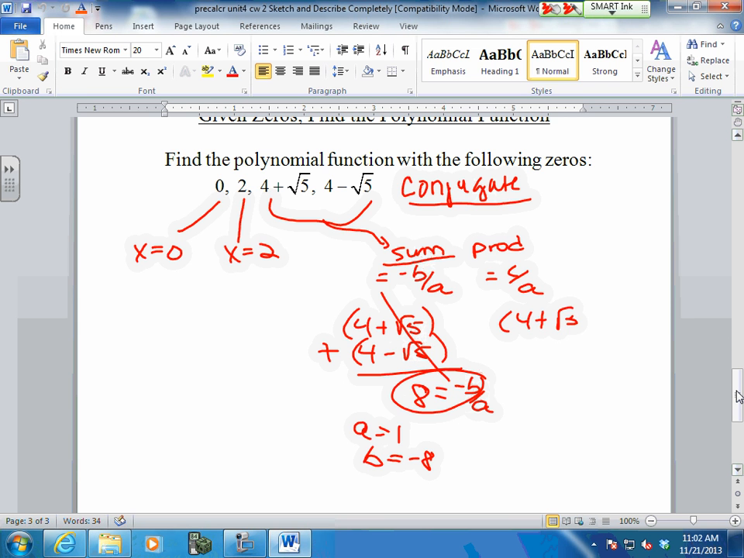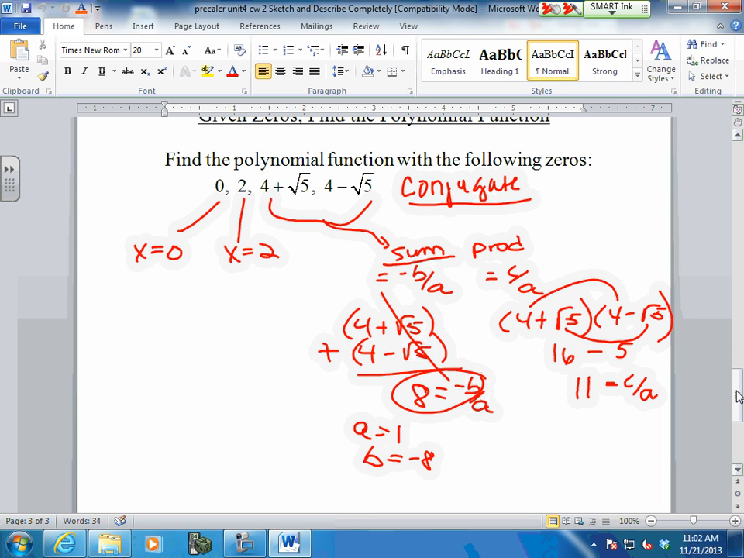Now, let's do my product. These, guys, come on. These are perfect squares, are they not? Same terms. One's a plus, one's a minus. So I should only have to multiply my first. What's 4 times 4? What's a positive times a negative? Negative. And what's radical 5 times radical 5? 5. So this gives me 11. That's my product, equal to c over a.